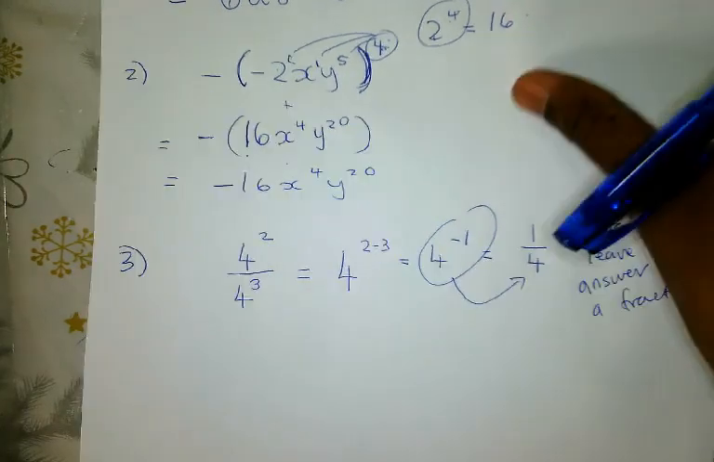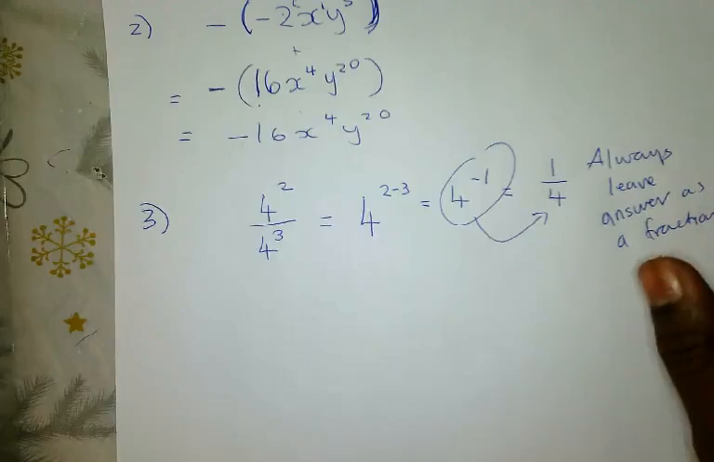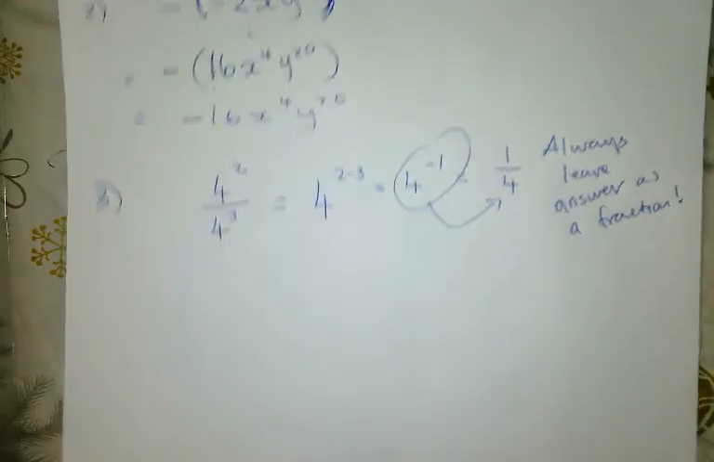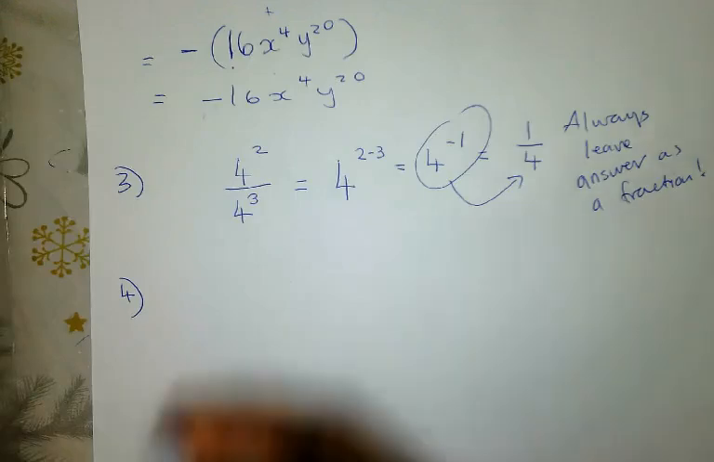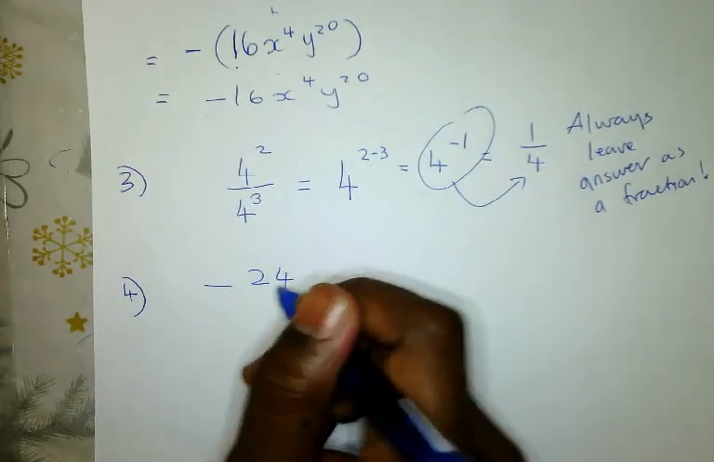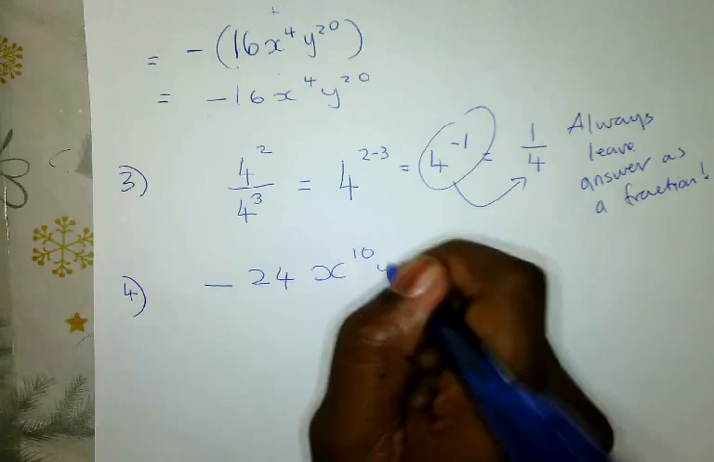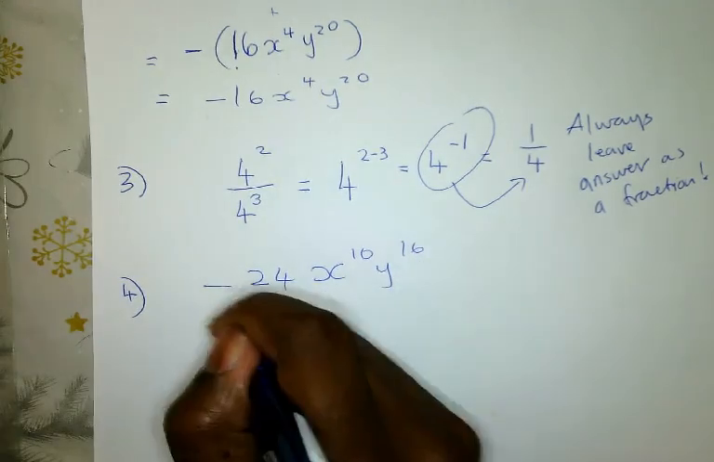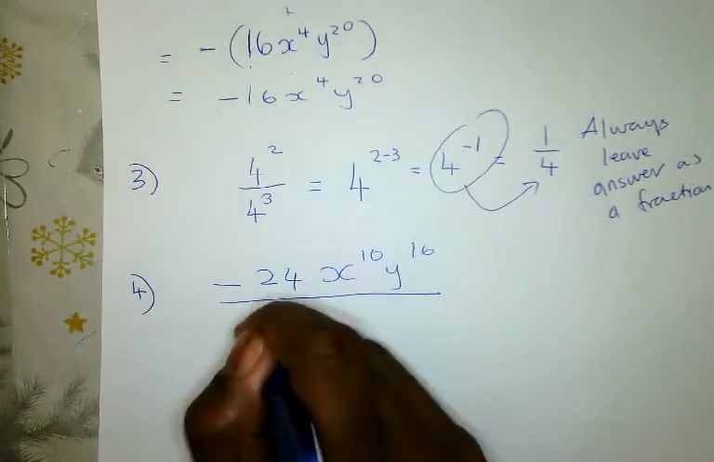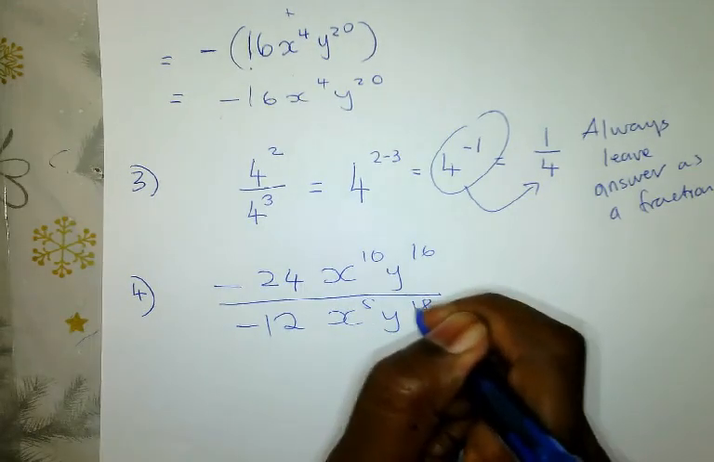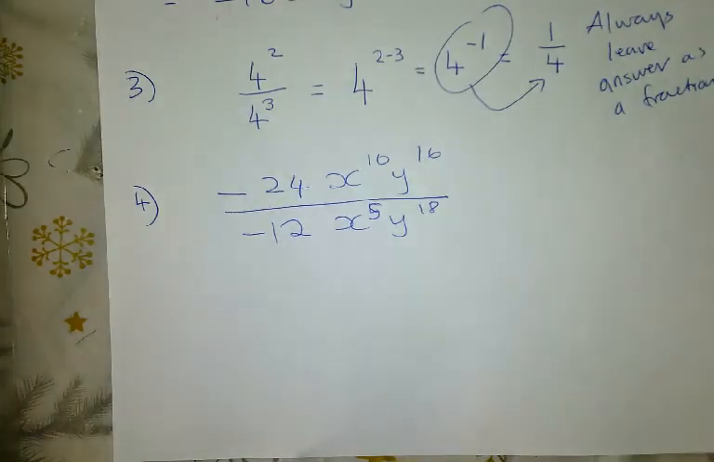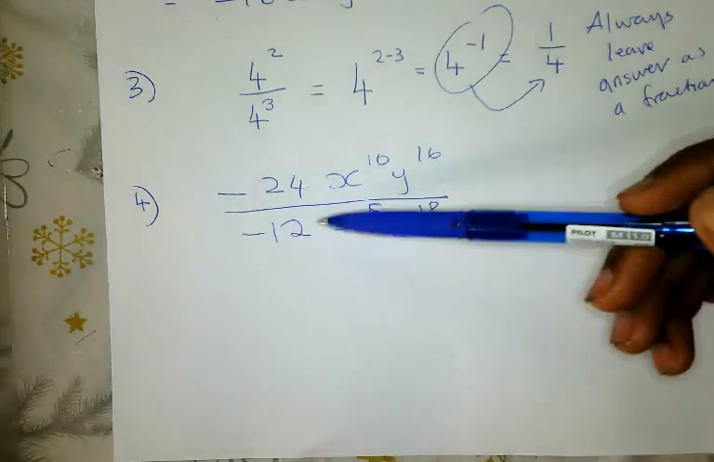Okay, 2 last questions. Negative 24 x to the power of 10 y to the power of 16 over negative 12 x to the power of 5 y to the power of 18. Okay, this is straightforward also. A negative and a negative becomes a positive. So our answer is going to be a positive.